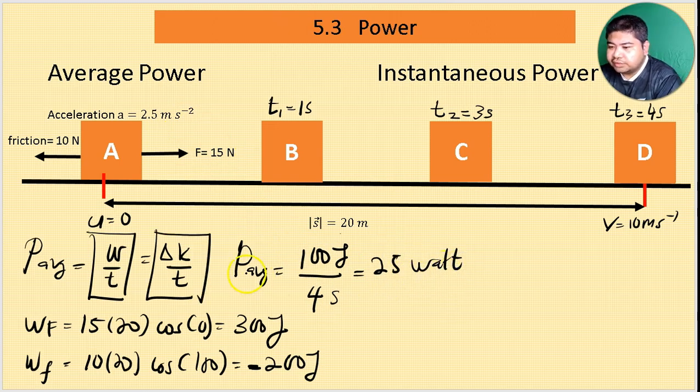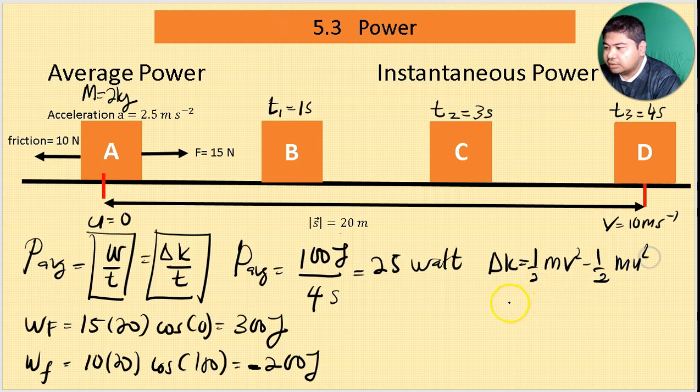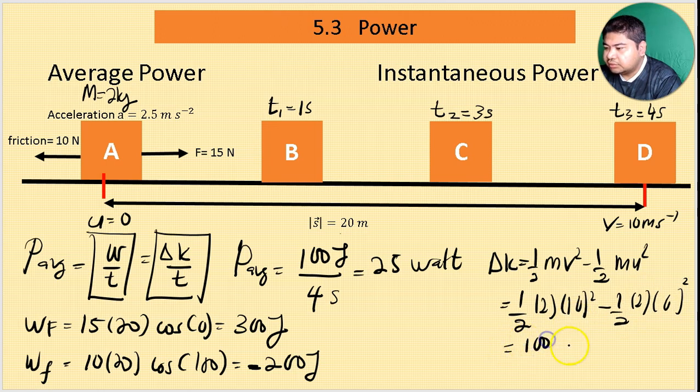Now we are going to use the second equation, delta K over t, to find the average power delivered to the block. The mass of the block is 2 kilograms. Alright, so the change in the kinetic energy is half m v squared minus half m u squared. So that equals half times 2 times the final velocity, 10 squared, minus half times 2 times 0 squared. So you will end up with 100 joules.